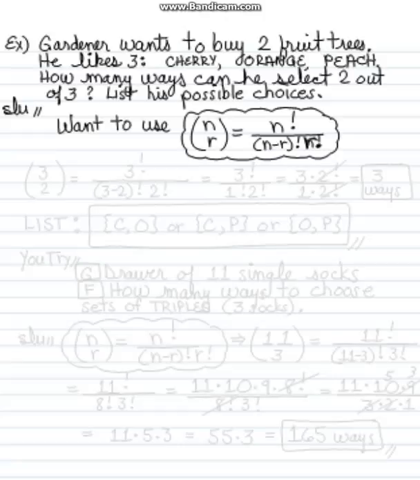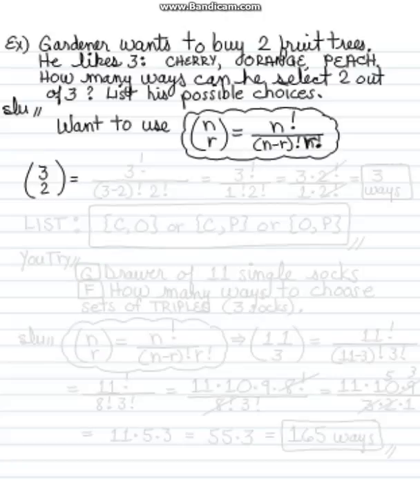Well, in this case, there are 3 possible choices here, 3 different trees: orange, cherry, peach. So n is equal to 3, and r is how many you're going to choose. Well, this dude's going to choose 2 of those fruit trees. So r is equal to 2. n is 3, r is 2. That means our calculation is 3 choose 2. Now, it kind of looks like a fraction, but there's no bar in between it, so don't put a bar. It's the permutation formula, n choose r. So it's 3 choose 2.